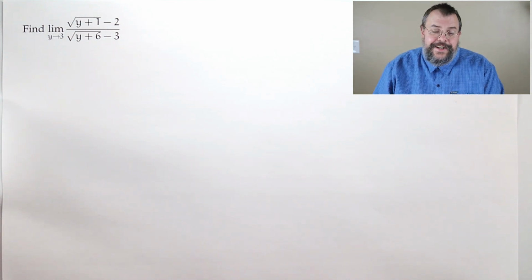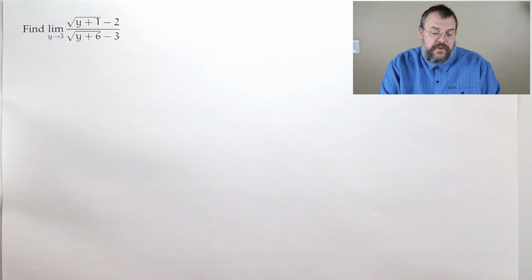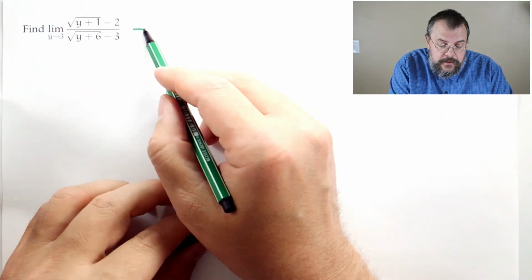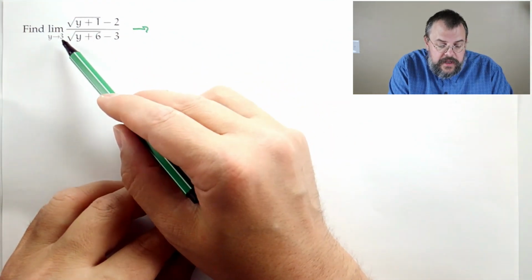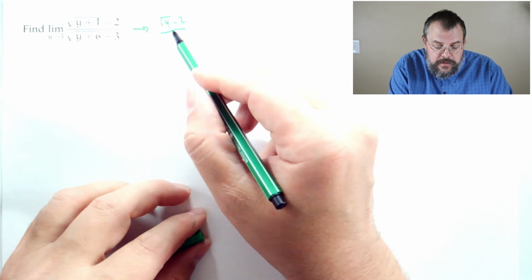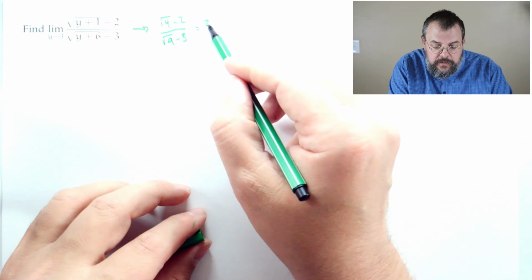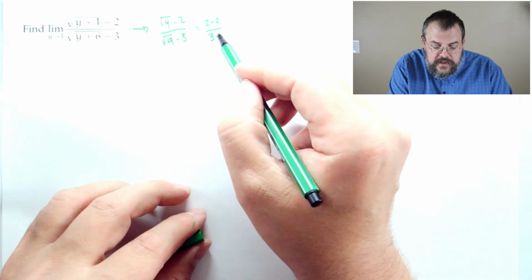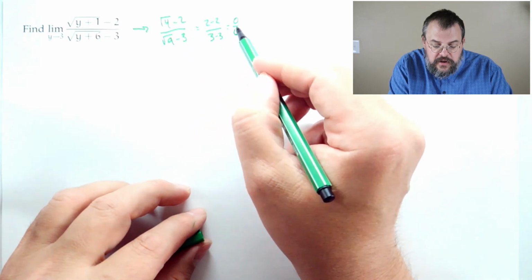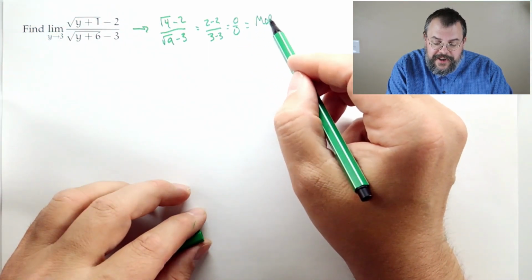We like that. Now, the natural thing to do is first check what happens as we plug in 3. We get the square root of 4 minus 2 upstairs. Downstairs we get the square root of 9 minus 3, which becomes 2 minus 2 over 3 minus 3, which is 0 over 0, which of course means more work.